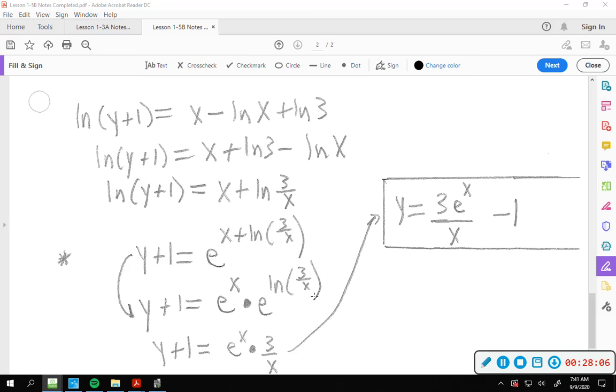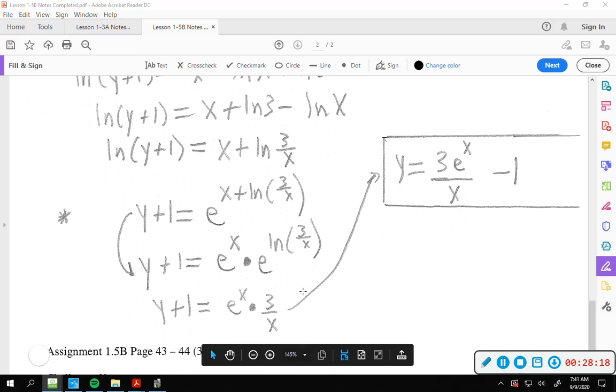Why would we want to do that? Because now this e is raised to this natural log. They undo each other. And we're just left with 3 over x. There it is. So it's 3 times e to the x over x. Now I subtract the 1 to the other side. This is a much cleaner form than this. Here's when you really need that, you need to know that you have to clean it up. If you have a natural log in the exponent of e, that needs to be cleaned up.